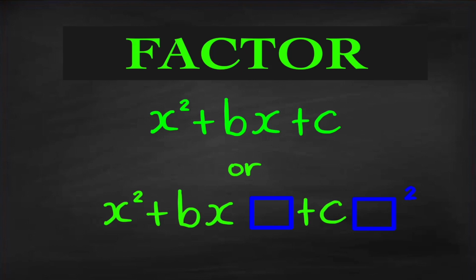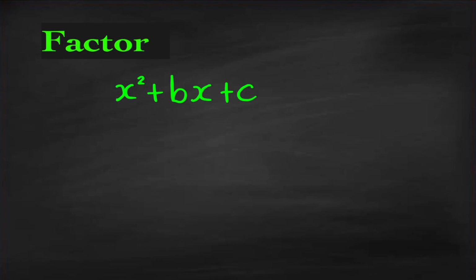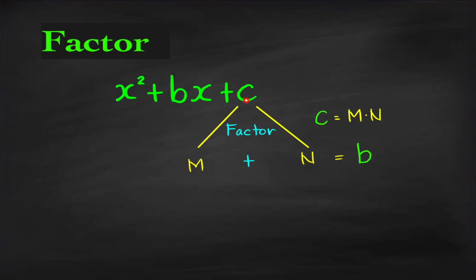The most famous way to factor this is factoring by trial and error method or guess and check method. Let's review this method. So here, if we want to factor x squared plus bx plus c, the first thing that we need to find are factors of this constant c here. We need to write it as a product of two factors, m and n, whose sum is equal to the coefficient of the middle term. So m plus n is equal to b.